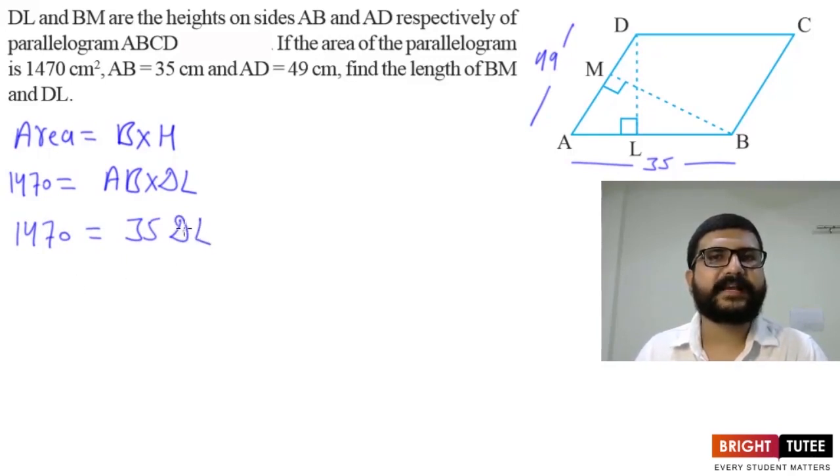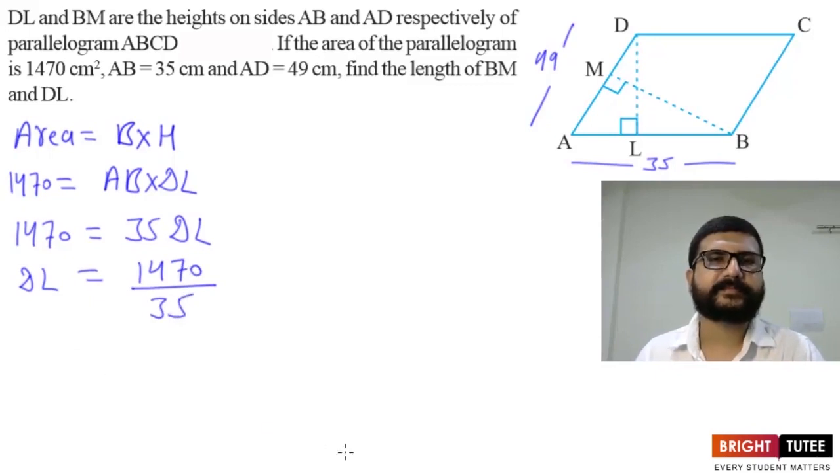Now for finding the measurement of DL, what we will do? We will simply transpose this 35 on the left side. So this will give us DL is equal to 1470 divided by 35. Now we know how to divide two numbers. By dividing them, we will get DL is equal to 42 centimeters.